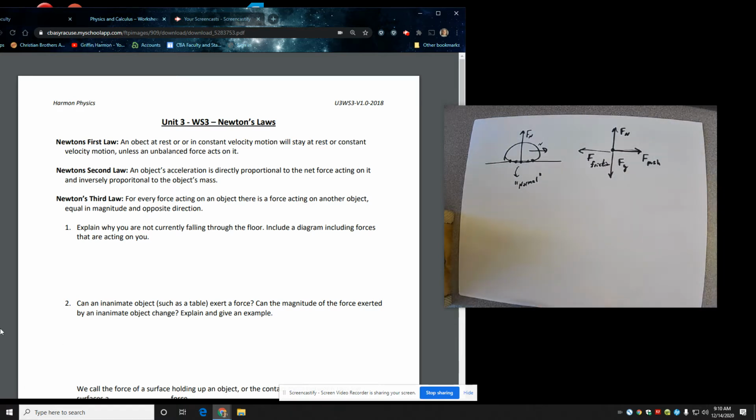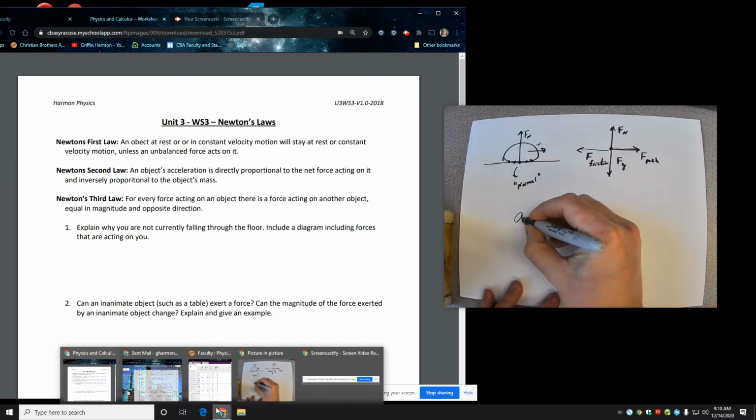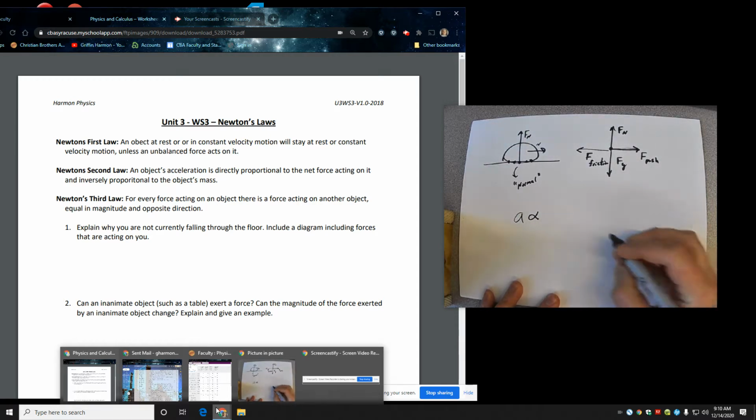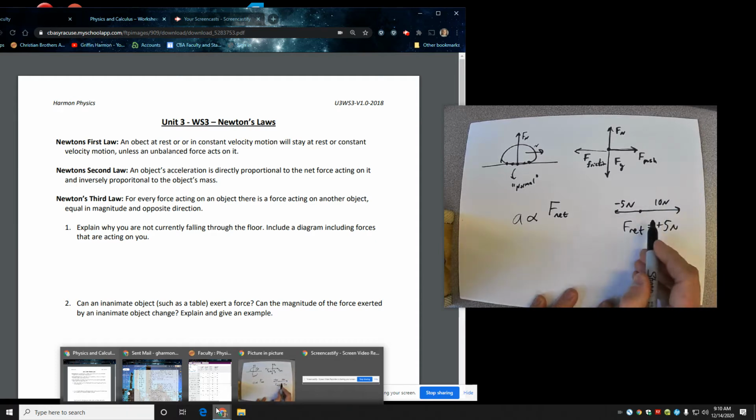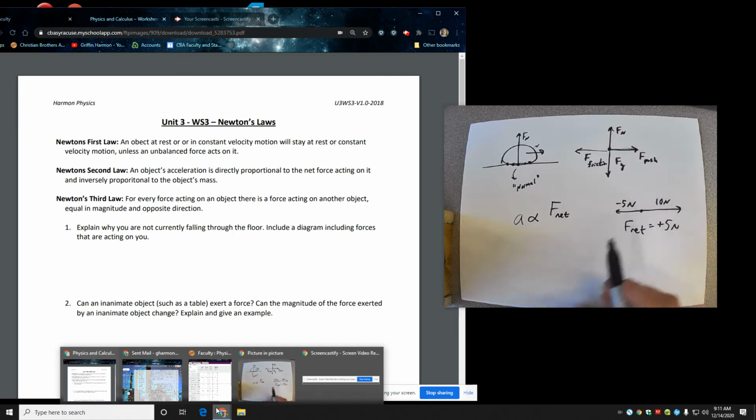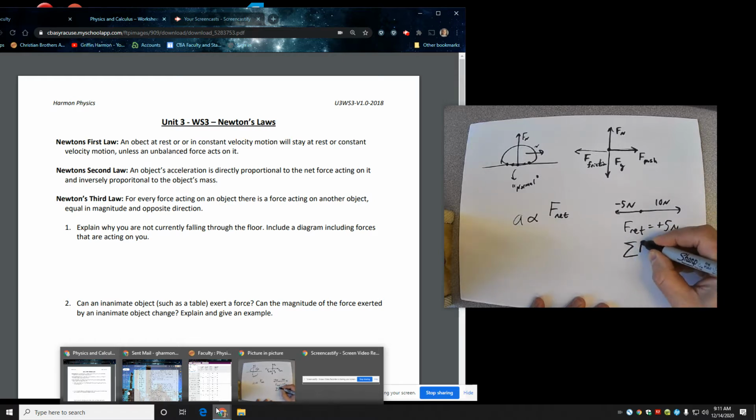Now, the next one: an object's acceleration is directly proportional. A is directly proportional to the net force. F net is a way to say total force, all right? For instance, if you pulled something to the right with 10 newtons of force and you pulled something to the left with negative 5 newtons of force, F net would be positive 5 newtons. Whatever's left over, once you cancel out, find the difference between the forces. So F net, another way to say it, is the sum of the forces, the total force. And it would be plus 10 newtons plus a negative 5 newtons equals positive 5 newtons.